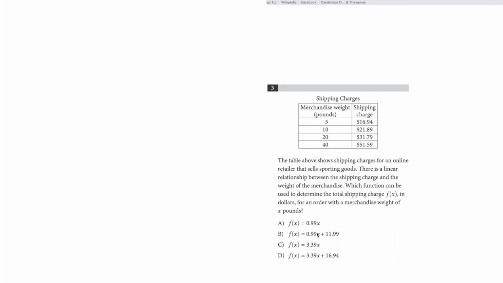In question 3, as you see, the answers are linear equations. So what we need to do first is find the slope. Slope is equal to y2 minus y1 divided by x2 minus x1. Let's say this is x1, y1, and this is x2, y2. Our slope will be 31.79 minus 21.89 divided by 20 minus 10. So that's going to be 0.99. The answer is not C or D because the slope is not 0.99.